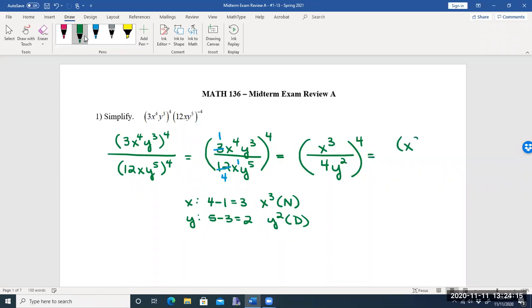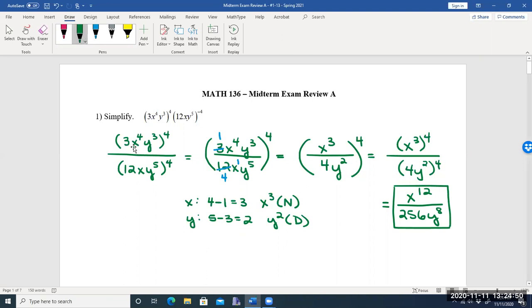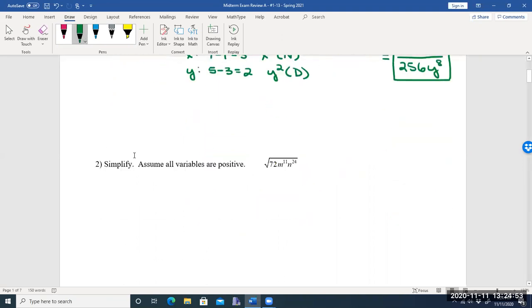Finally, I'm going to now raise everything to the fourth power. When you raise a power to a power, we multiply those exponents. So our numerator is going to become x to the 12th. And in the denominator, 4 to the fourth power is 256, and it would be y to the 8th. Once again, I multiplied because it was power to a power. All right, let's look at the next one.